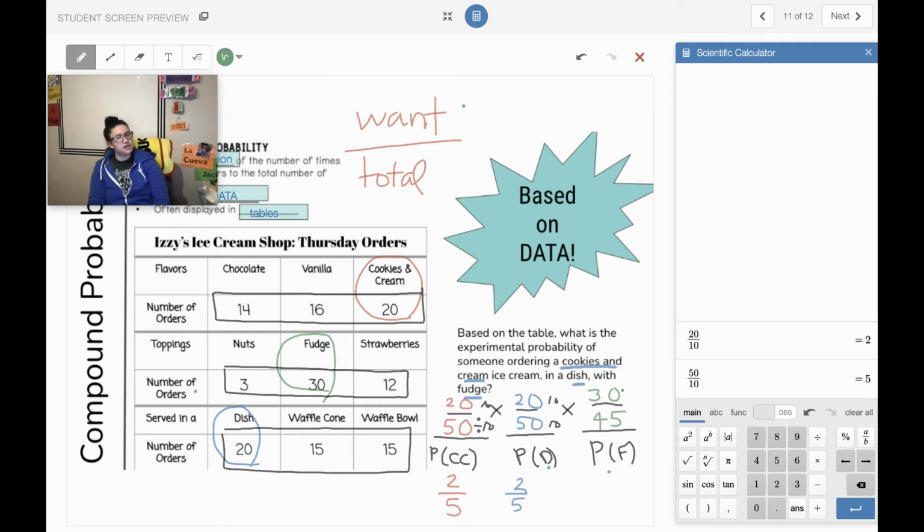What number goes into 30 and 45? I bet some people are going to say 5. Let's do that. Let's divide those both by 5. So 30 divided by 5 is going to give me 6. And 45 divided by 5 is going to give me 9.